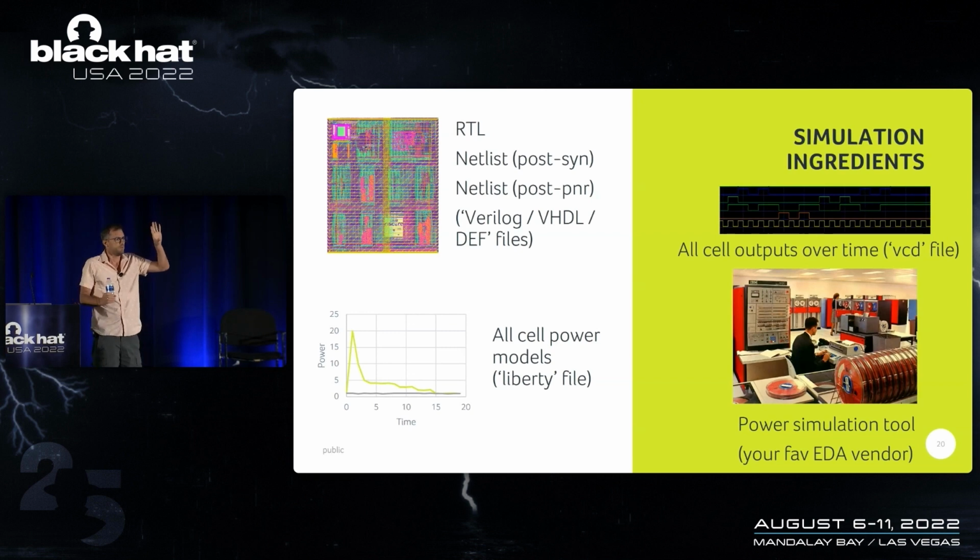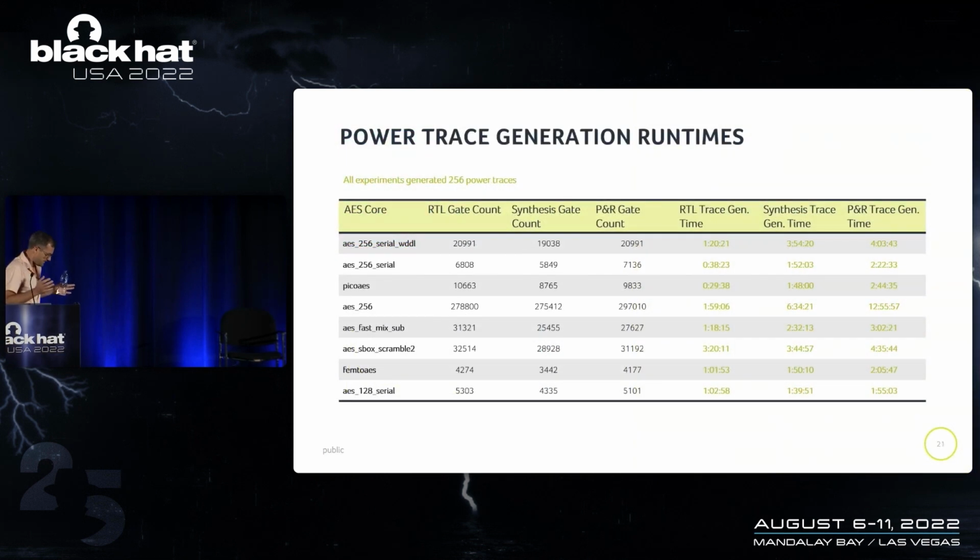Then in order to convert that logic to power, we need models for each cell. And these are contained in what's called Liberty files. Basically, for every cell, it explains when transitions happen, what the power consumption is. So all of these inputs you feed into your favorite power simulation tool, and you run it on your beautiful mainframe that you have in your lab. And then you can essentially do the same thing we did before with the power traces.